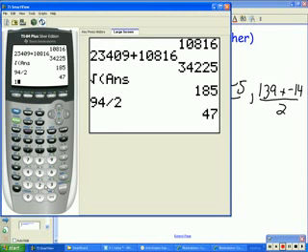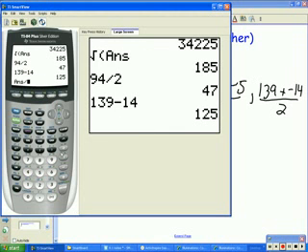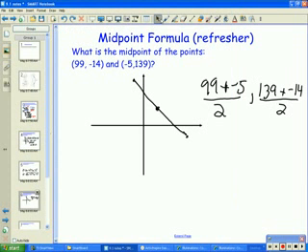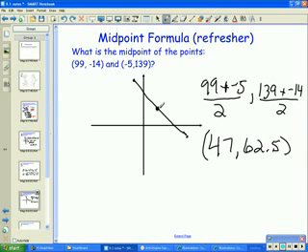139 minus 14, I should be able to do this without a calculator, but I'm on the spot. So 125 divided by 2 is 62.5. So our midpoint for this problem is going to be 47, comma, 62.5. So that's this point right here.